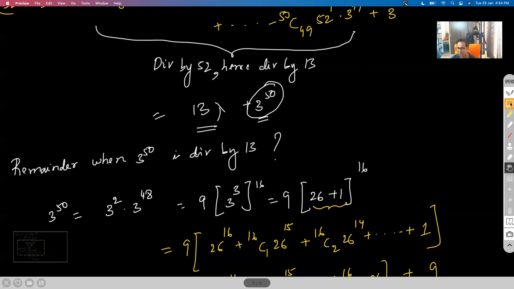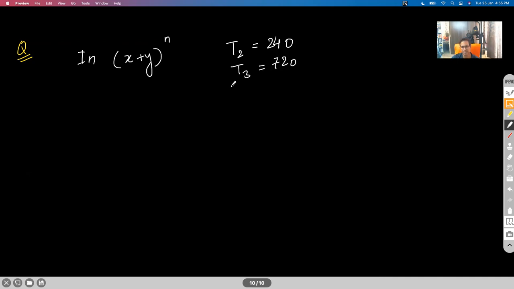All right. So we are now going to go towards our binomial coefficient series. In fact, we'll take one question on binomial coefficient properties. So the question goes like this. In the expression x plus y to the power n, the second term is given to you as 240. Third term is given to you as 720. And fourth term is given to you as 1080. Find the value of x, y, and n.